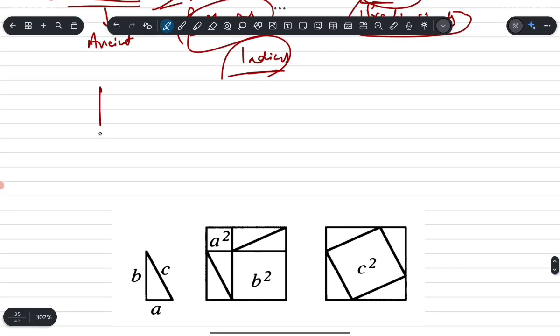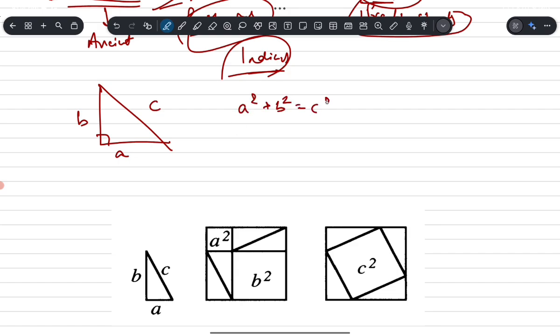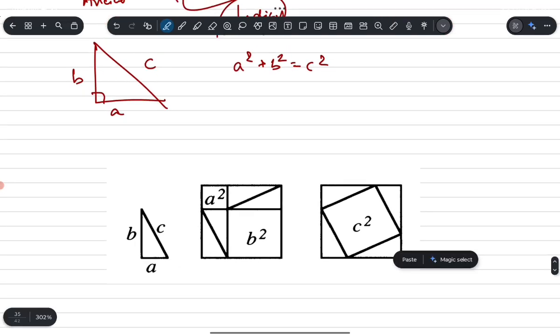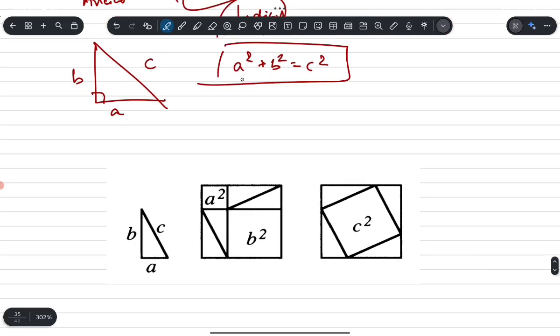I'm sure you know the theorem. Consider this to be a right angle triangle. This is A, this is B, and this is C. So the theorem says a square plus b square gives c square, right? Now, this is the algebraic form. This is the equation. So I'm just going to write a geometrical interpretation of this equation.